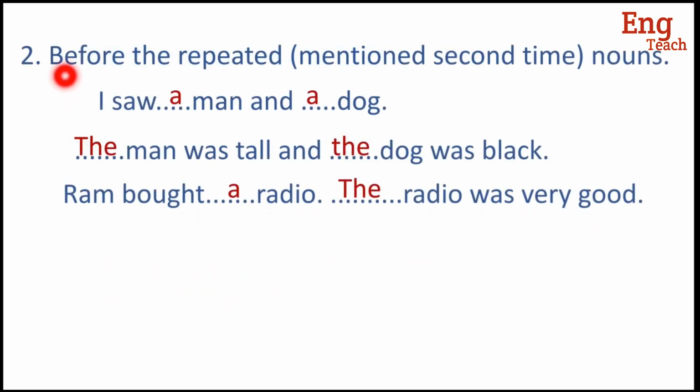Number 2, the is used before nouns that are repeated or mentioned a second time. For example, I saw a man and a dog. The man was tall and the dog was black. Ram bought a radio. The radio was very good.